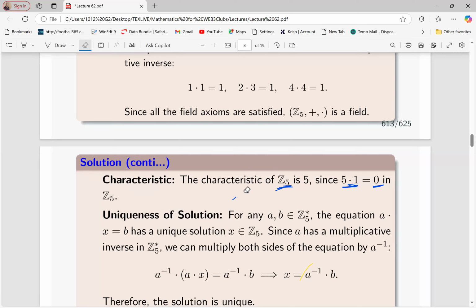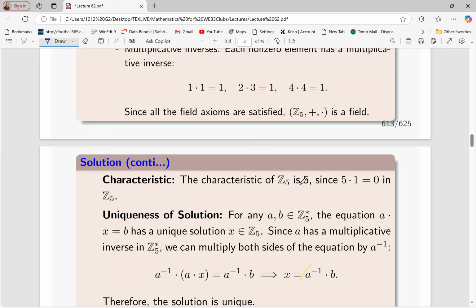Of course, you know what 5 is. You know what 5 is, mod 5. But now, when we are asked about characteristic, we just say it's 5. You don't reduce it mod 5.